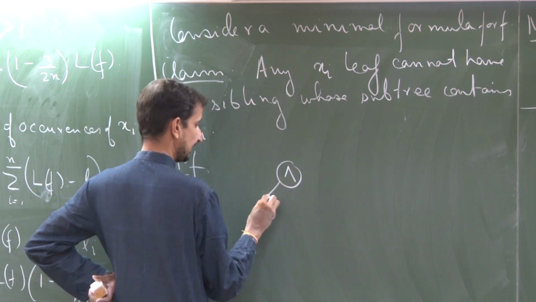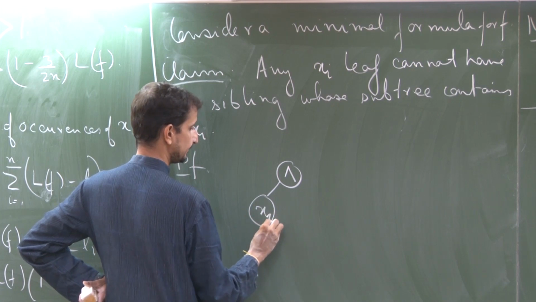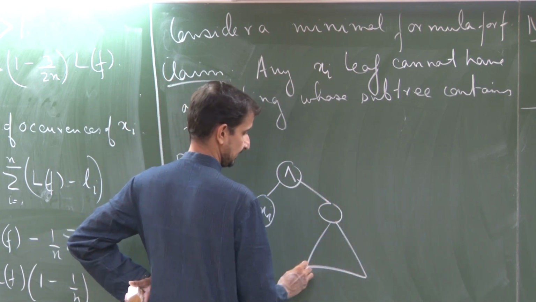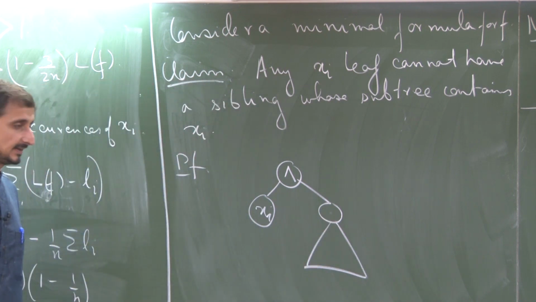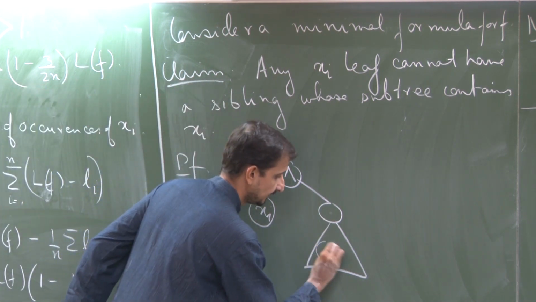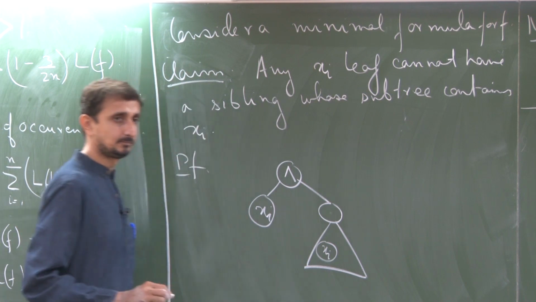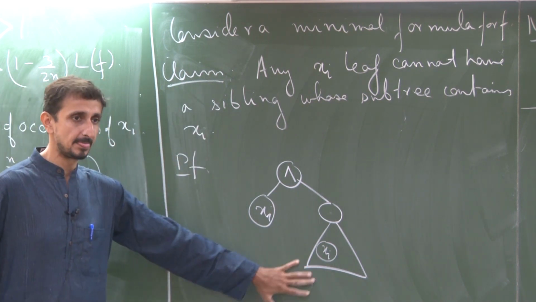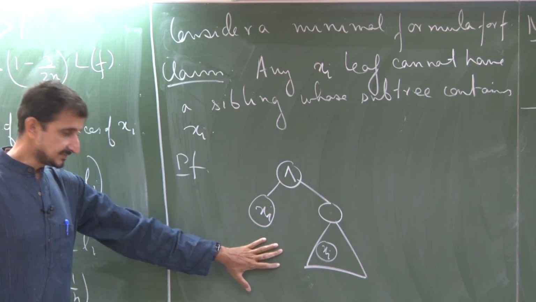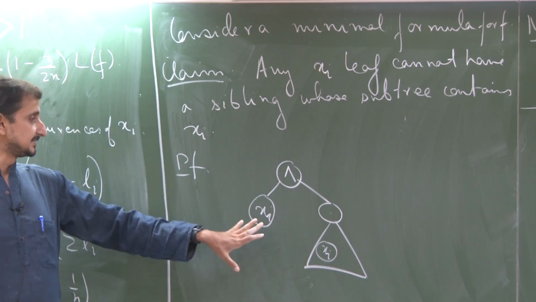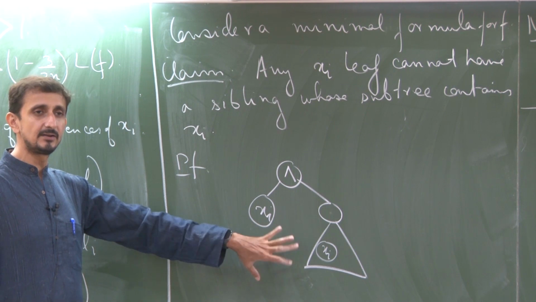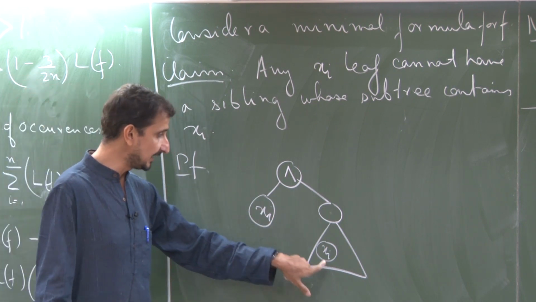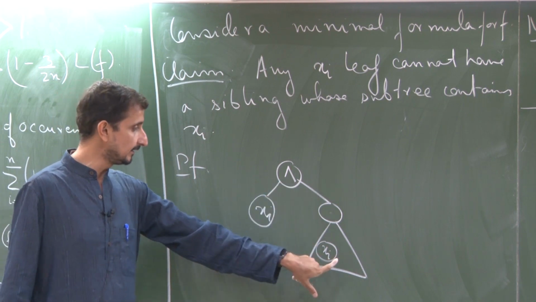Suppose we have an AND gate, and I have a xi leaf on that AND gate, and I have a sibling with a subtree overhead, and suppose somewhere in that subtree I have xi again. Okay, so, we will show that this is not possible. Why is it not possible? We will look at both the cases, when xi takes a value 0 and when xi takes a value 1.